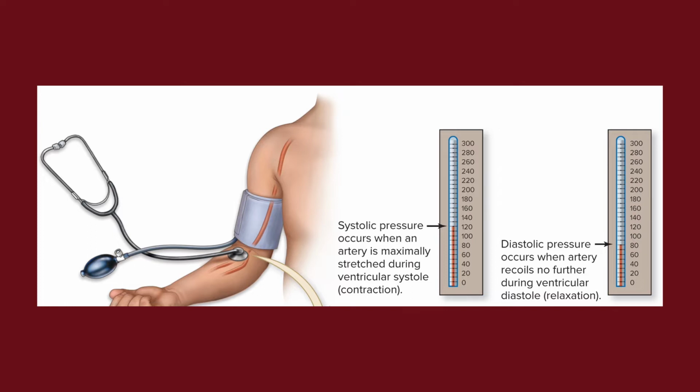And then when those arteries are recoiling and there's no ventricular contraction, when the heart is in diastole, it's relaxed, that's when we get that diastolic value. And on average, that's about 80 millimeters of mercury. So given those two values, we would say that this individual's blood pressure is 120 over 80. And this is useful because we can make a few different calculations based upon your arterial blood pressure.